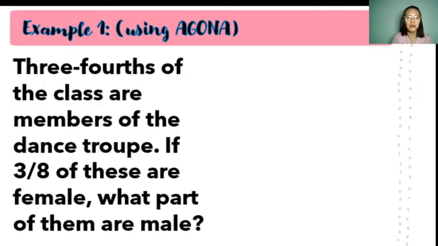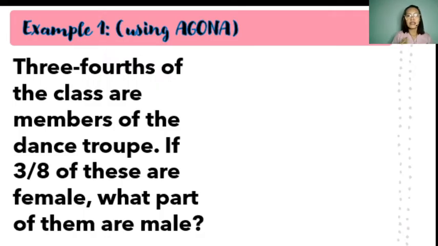So, let's have an example. I have here sets of example and then those sets of example, ipapakita ko or isosolve natin using AGONA and model or using visualization. So, let's start with example number 1. 3/4 of the class are member of the dance troupe. If 3/8 of these are female, what part of these are male?